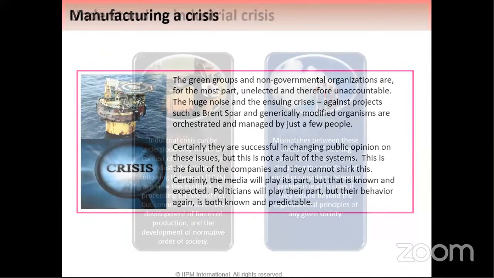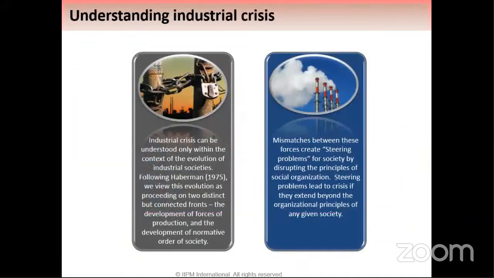Then we have understanding industrial crisis. Industrial crisis can be understood only within the context of the evolution of industrial societies following the Harbor 1975. We view this evolution as proceeding on two distinct but connected fronts: the development of forces of production and the development of the normative order of society. Mismatches between these forces create straining problems for society by disrupting the principles of social organization. Straining problems lead to crisis if they extend beyond the organizing principles of any given society.